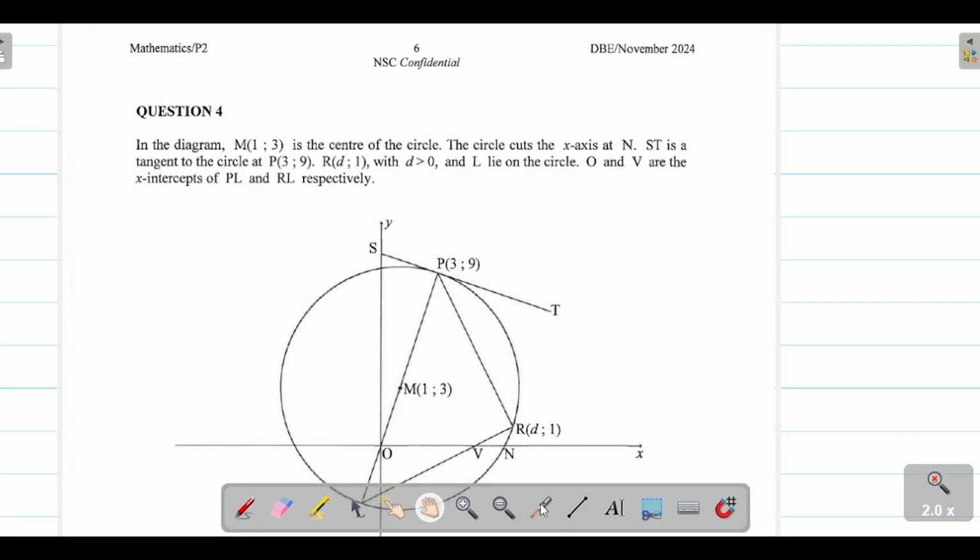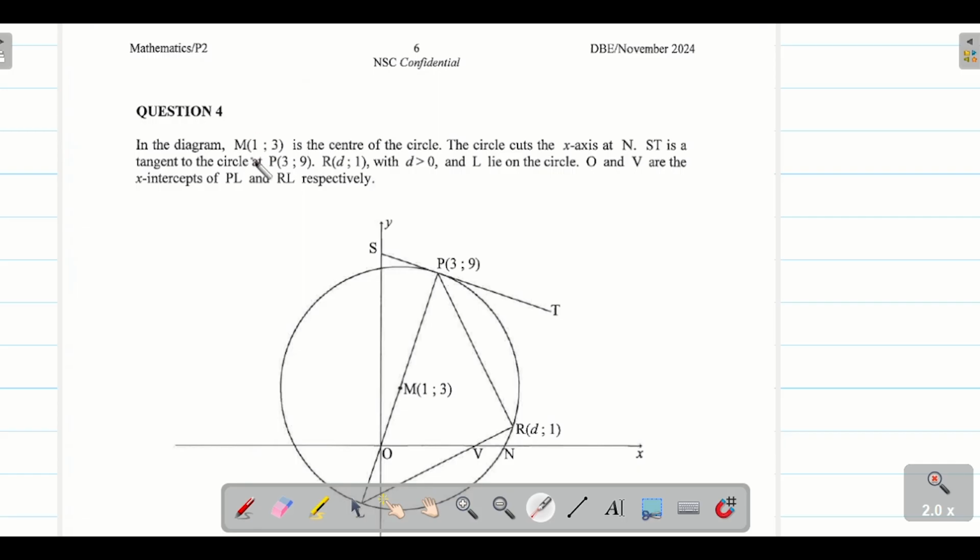In this video, we're looking at grade 12 analytical geometry. We'll be focusing on the section whereby they give you a circle with a triangle and lines. The question we'll be looking at is from November 2024 NSC Paper 2, question 4. Question 4 reads as follows.